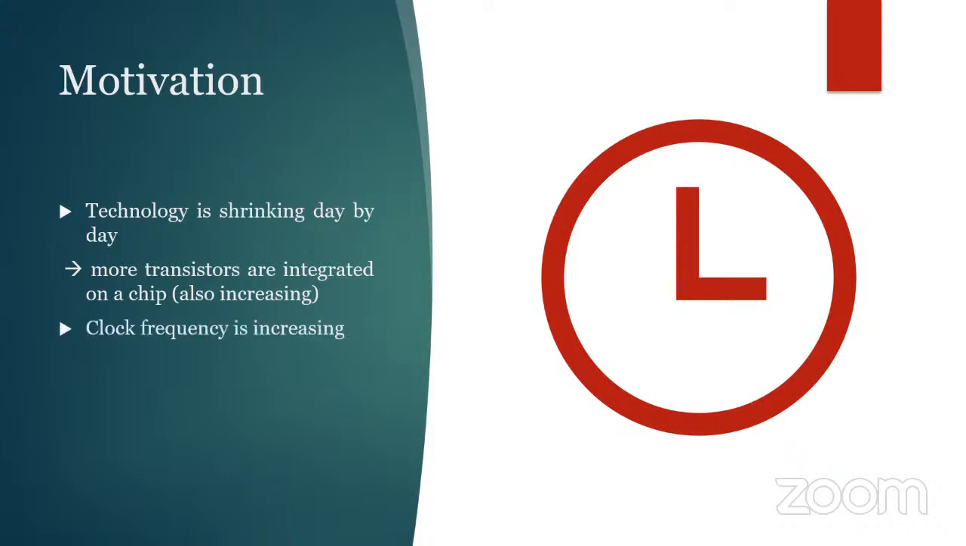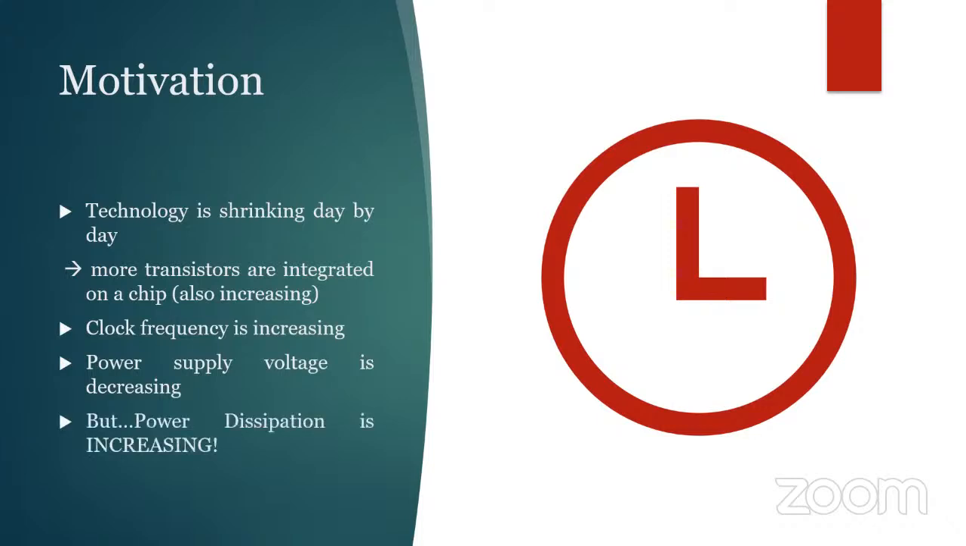The clock frequency is also increasing day by day. Power supply voltage is decreasing to achieve low power. But in spite of all these factors, the power dissipation is increasing at a very rapid rate. But we have seen that for our devices, we require low power dissipation. So there must be some measures which must be included in the design at the physical level, or you can say at various levels of fabrication, so that the power dissipation is less in the manufactured device.